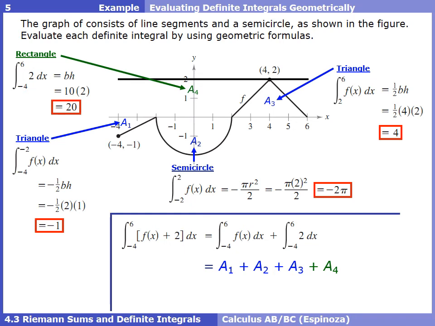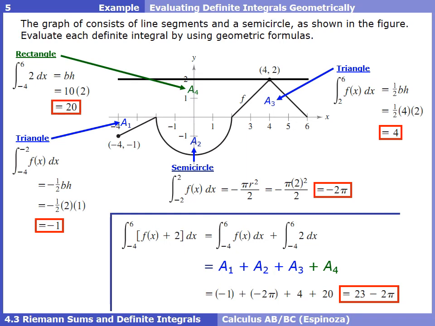And now we can put all those values that we know, A1, A2, A3, and A4, put all of those values in and simplify the answer. So A1 was -1, A2 was -2 pi, A3 was 4, A4 was 20, and if we take 20 plus 4 and subtract 1, we'll get 23, and then -2 pi.